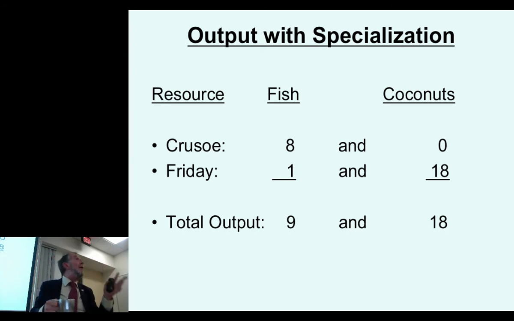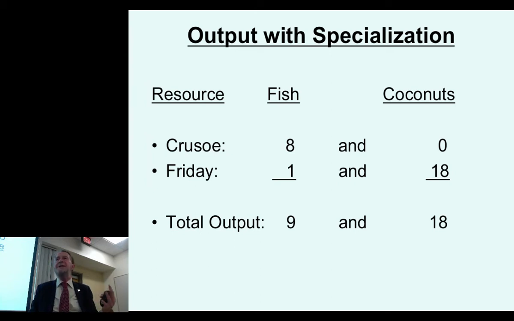Did they work any harder? No. Did they work any longer hours? No. Did I add any resources to the analysis? No. But simply by taking into account the differences in relative ability, meaning identifying comparative advantage, adjusting production according to the lowest cost resource, I get more output in that way.